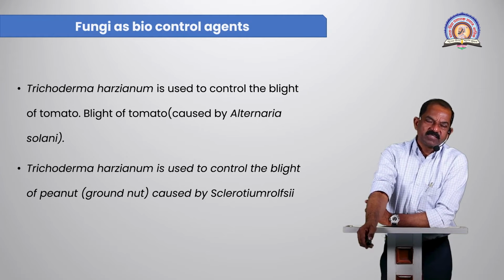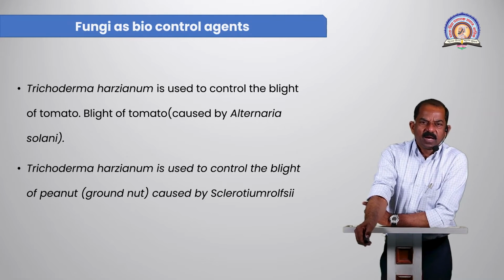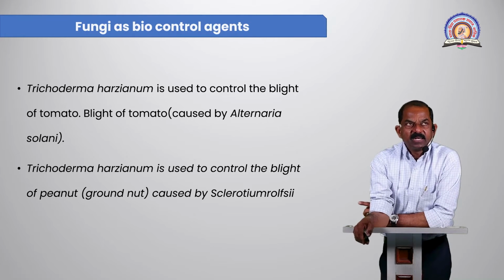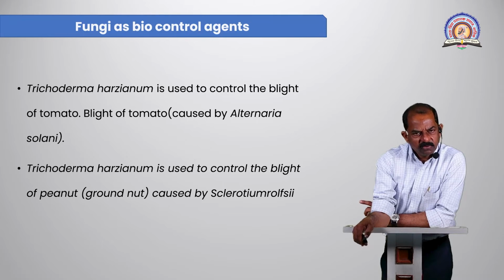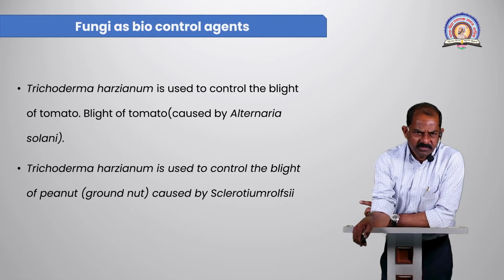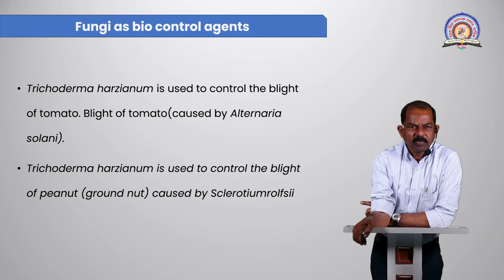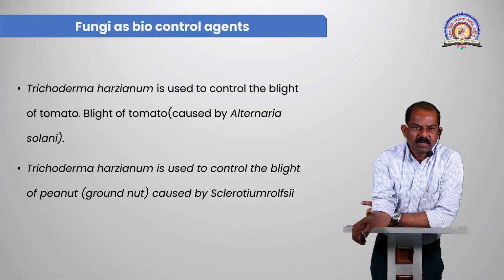So such types of diseases of a few plants are controlled by fungi, generally known as biocontrol agents, and in such a way fungi play an important role as biocontrol agents. So this is also one of the economic importance of fungi in agriculture: fungi in agriculture as a biocontrol agent and as a decomposer.